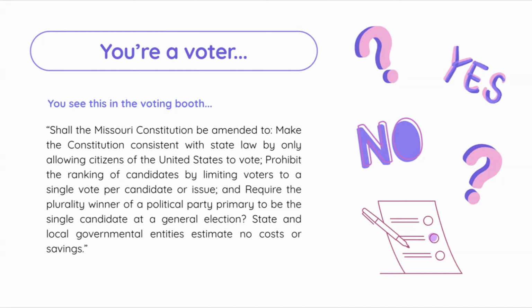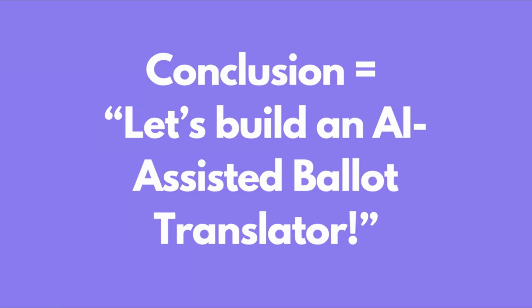So this is where our tool comes in. Our aim is to help voters gain a clear understanding of a ballot measure's intent, implications, and context, so they can make informed decisions based on their own values and priorities, quickly and confidently. To achieve this, we first get a conclusion here. Okay, let's build an AI assistant ballot translator.